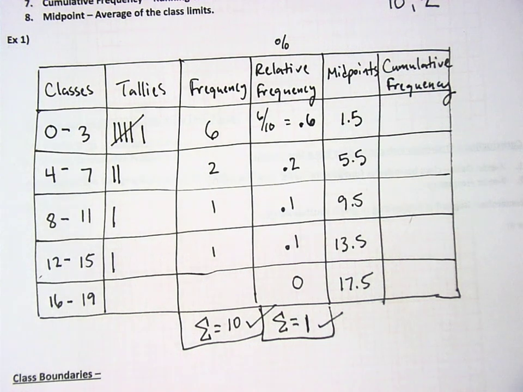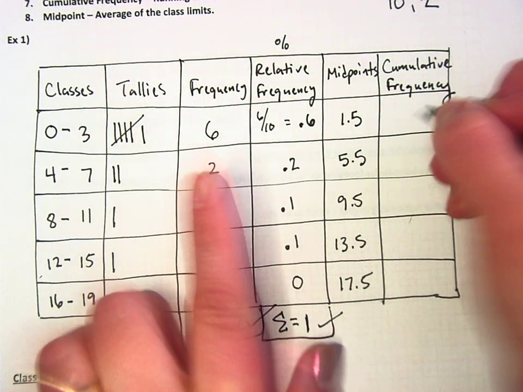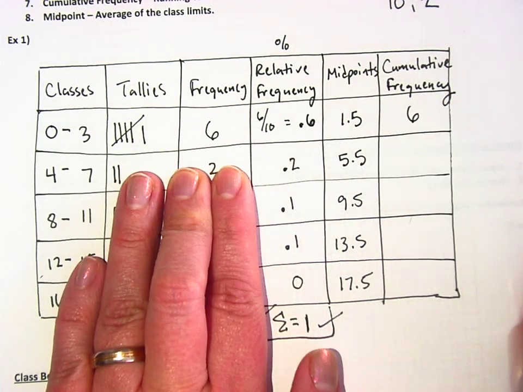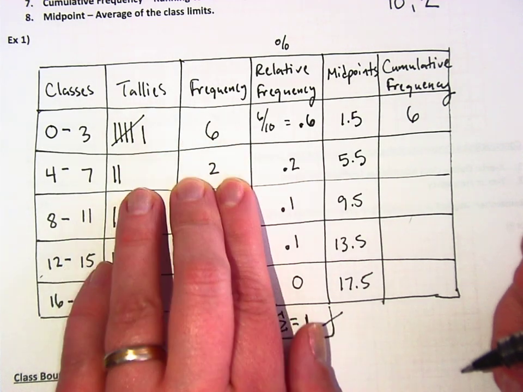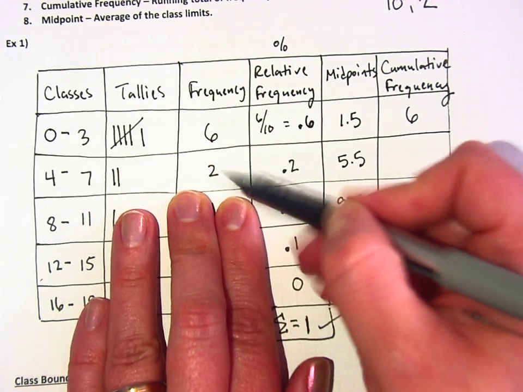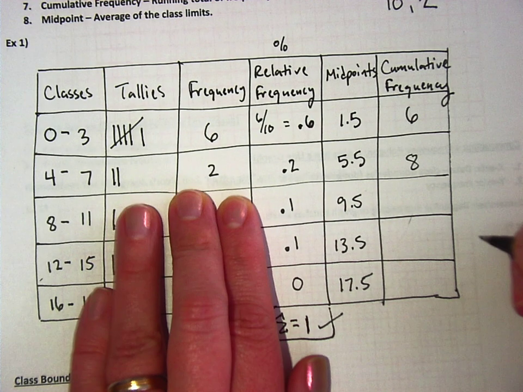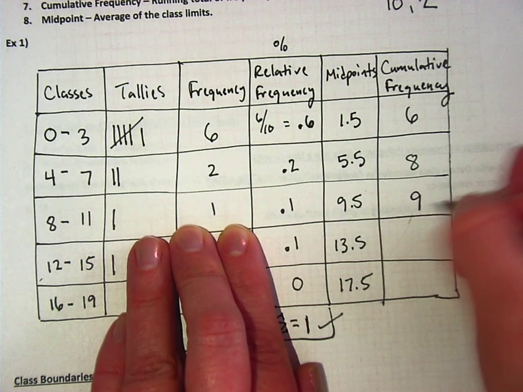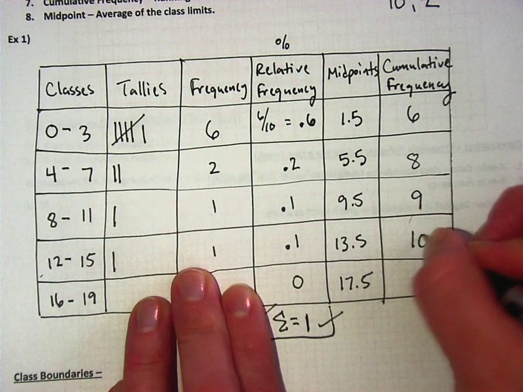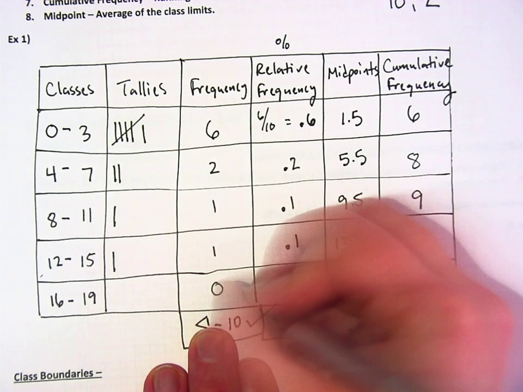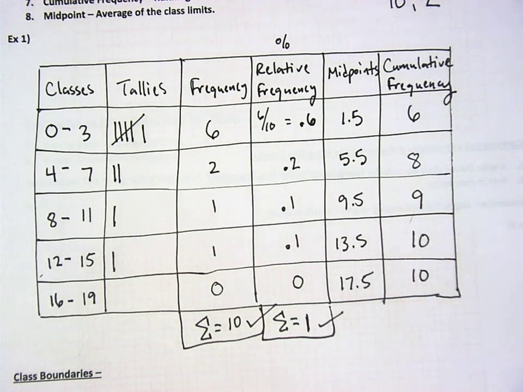Means what's your GPA for all the semesters. So far, I've got 6. And then the next category, do you see how I'm adding on another 2? So this becomes 8. And then another 1 gets added, that's 9. And then another 1, 10. And this one's 0. So this one's also 10. This last number right here should match your sample size.